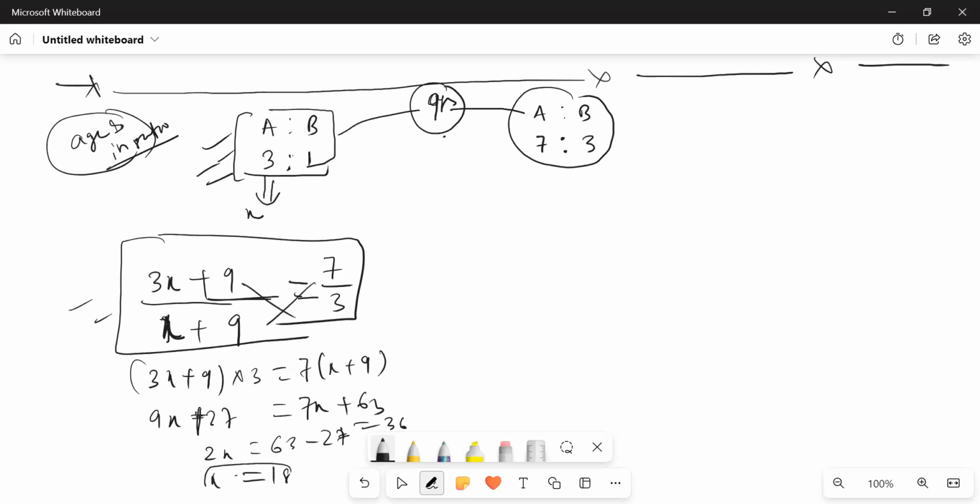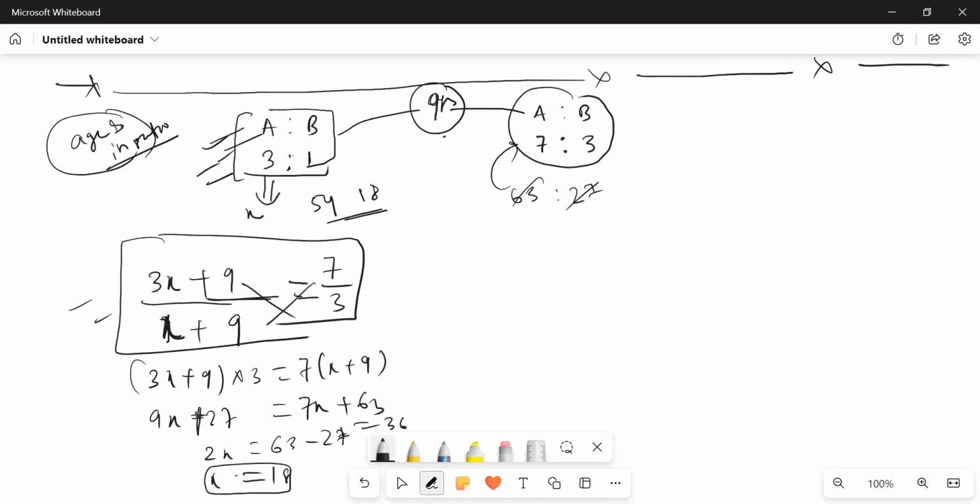So, when you get the x, you can calculate anything. Present age of A is 54. Present age of B is 18. After 9 years, the age of A is 63. After 9 years, age of B is 18 plus 9, which is 27. And if you reduce this, you will get the same ratio. So, you can calculate anything this way, and this is a very good and exact way to calculate it.